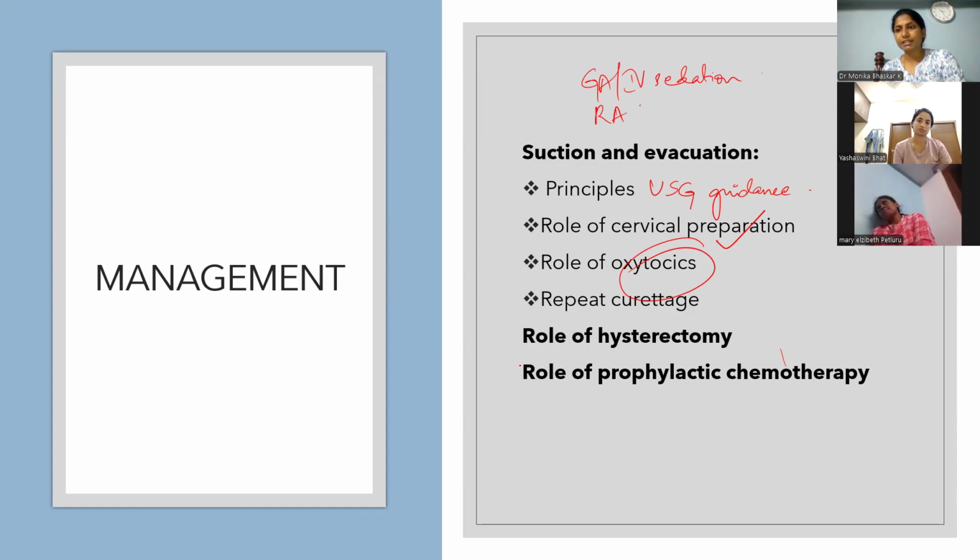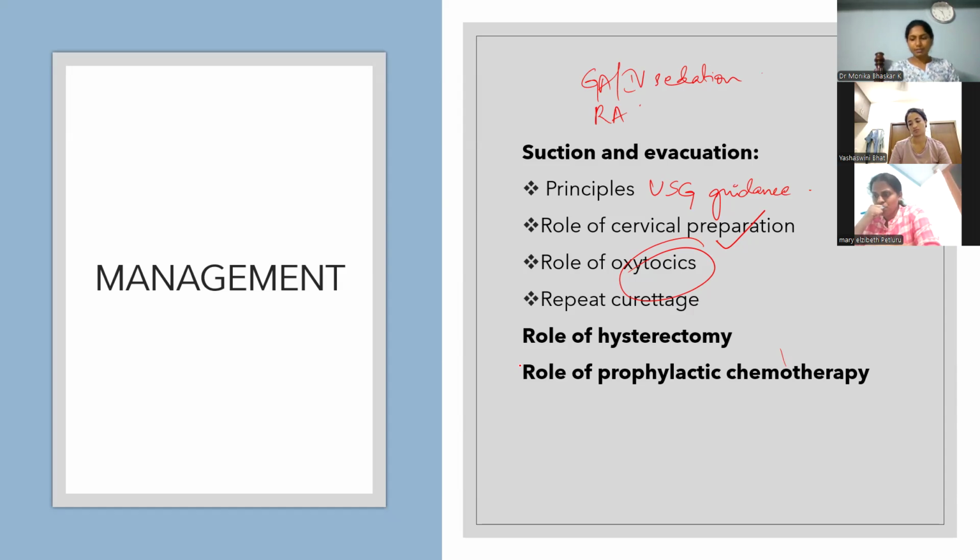And what is the role of repeat curettage? Only if there is any evidence of retained tissue inside the uterus, or if she has on and off irregular bleeding, only then do we have to do a repeat curettage. Otherwise, no need to do a repeat curettage.